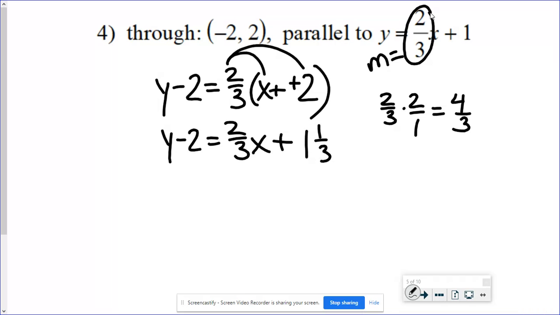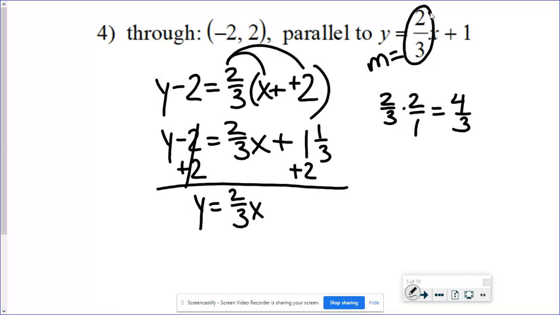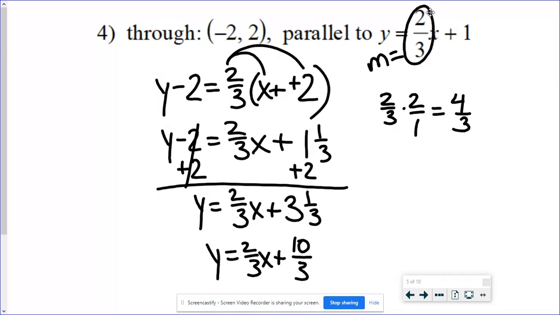Now, slope, I don't want mixed numbers, but the y-intercept, sometimes a mixed number makes sense. To solve this one for y, we're going to add 2. So I get that y equals 2/3 x. 1 1/3 plus 2 is just going to be 3 1/3. Or you could have that as y equals 2/3 x plus 10/3. Or 3.3 repeating, not just 3.3 though.